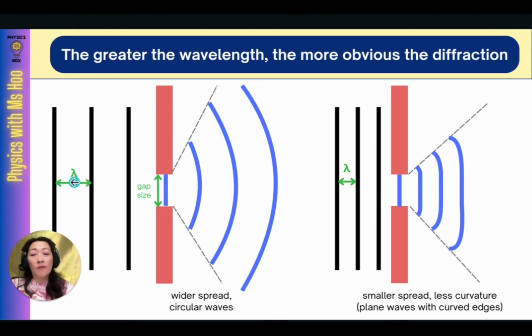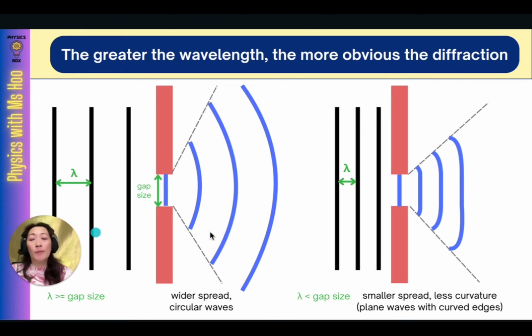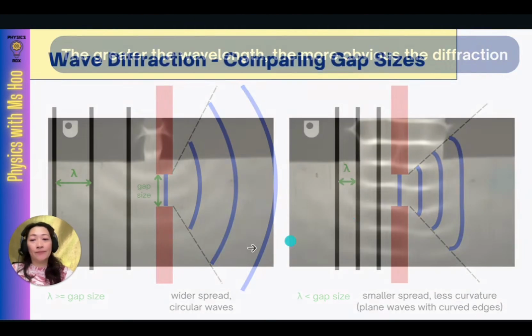When the wavelength of the wave is equal to or greater than the gap size, we draw the circular waves. Whereas if the wavelength was less than the gap size, we draw the plain waves with curved edges. So that's how you remember what shape to draw of the waves when they pass through the gap. You compare the wavelength against the gap size. Once you understand this, it's very easy to figure out the rest of the factors. We'll still take a look at them. Let's start off with the gap size first.